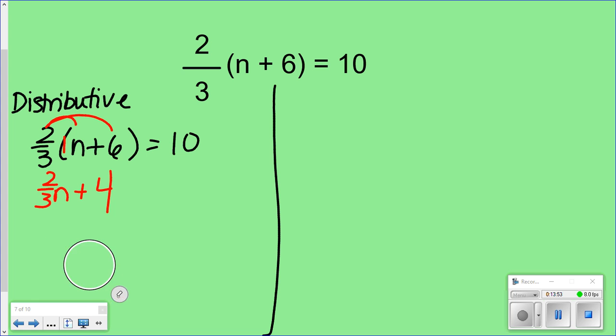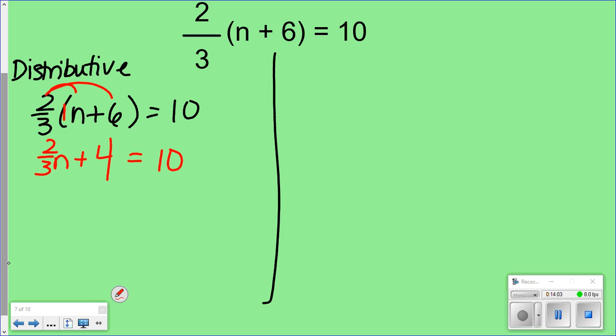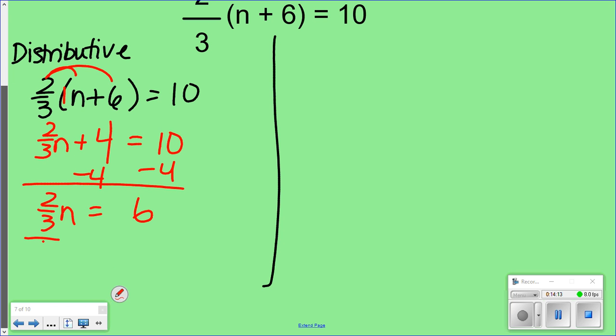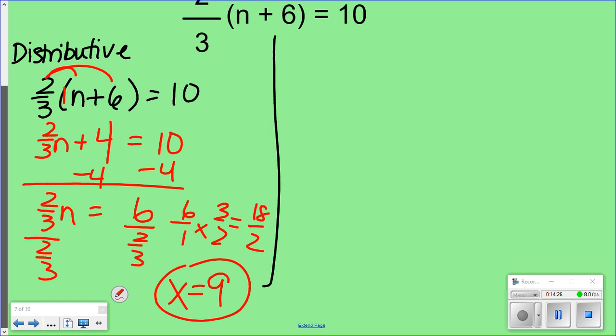And then you got to keep going, equals 10. Okay? That's hard. Now listen, I'm not done yet. So then I got a minus 4 for both sides. Then I have 2/3 n equals 6. Then I'm down to stuff you guys know how to do. Divide by 2/3. It'd be 6 over 1 times 3 over 2, which is 18 over 2, which is 9. n is 9. Okay? See the work here? That's a lot of work, right?